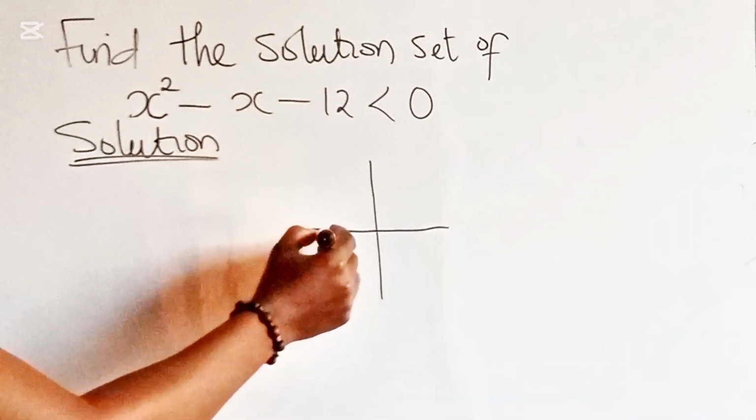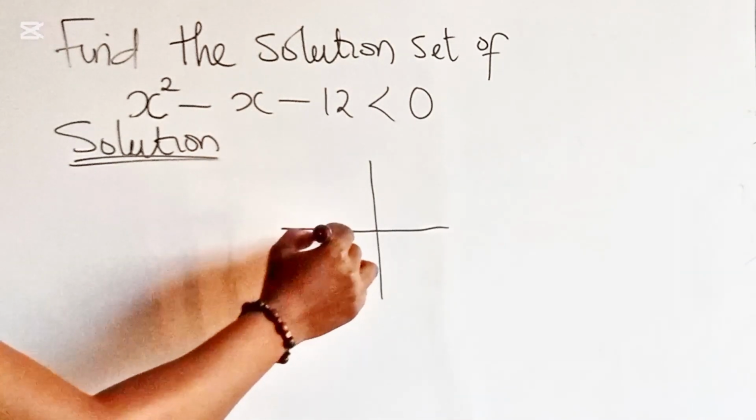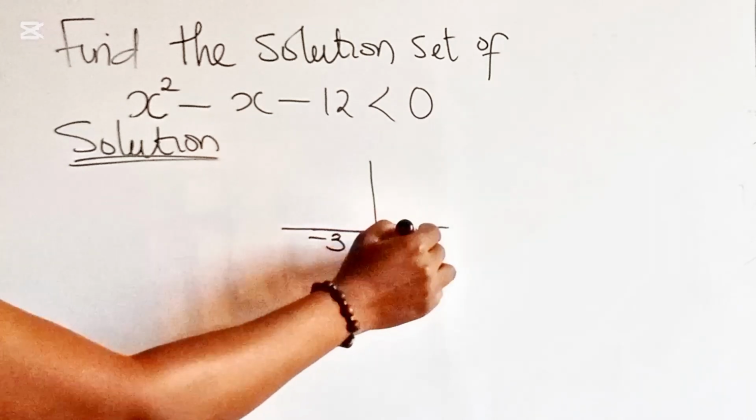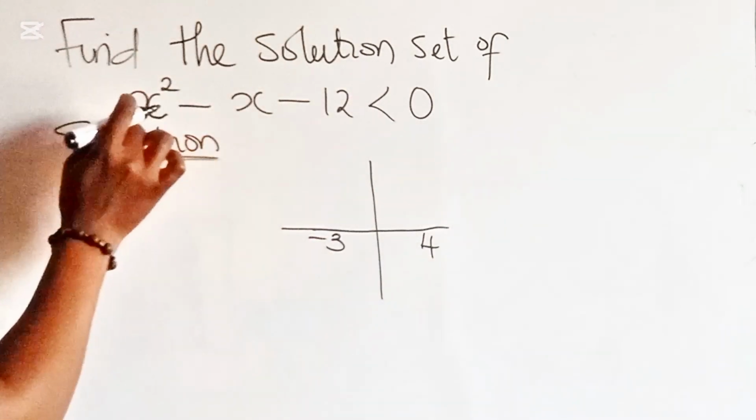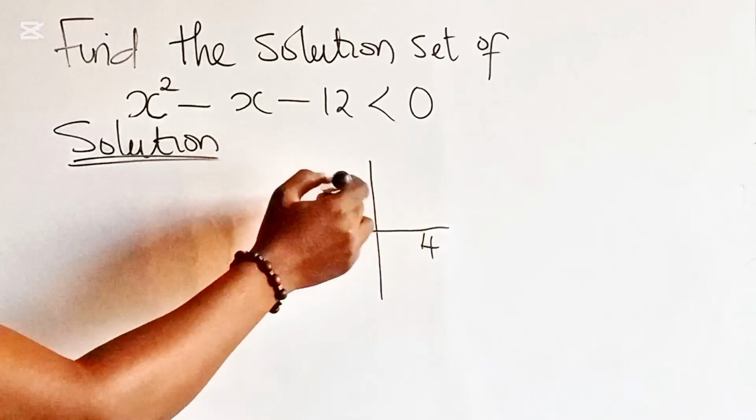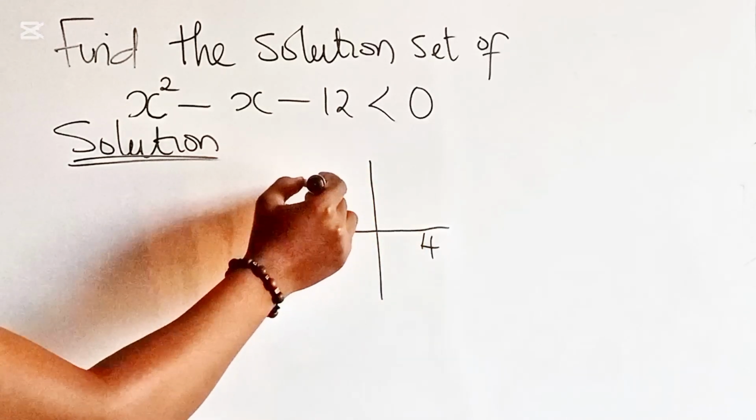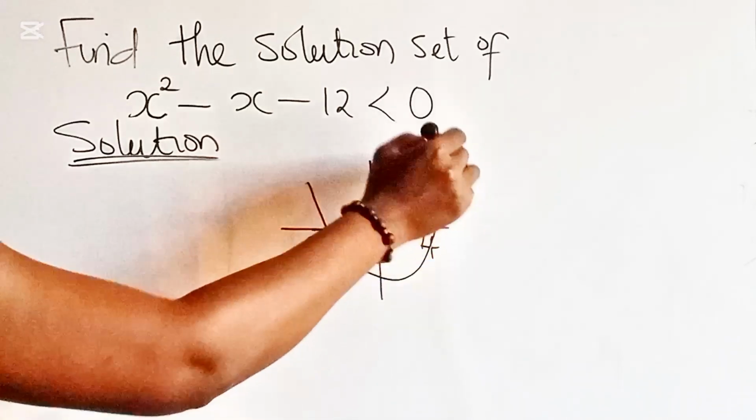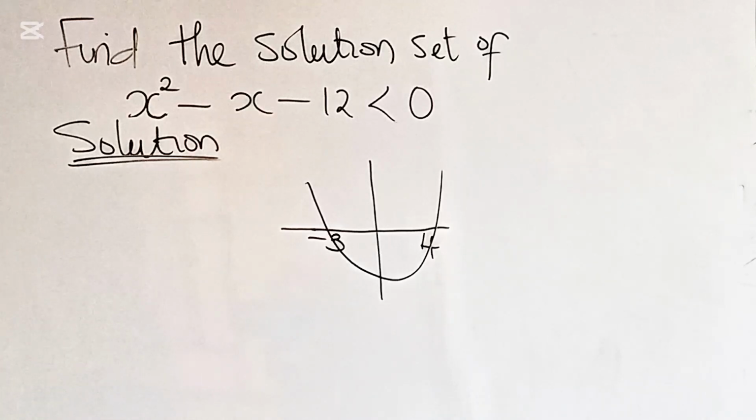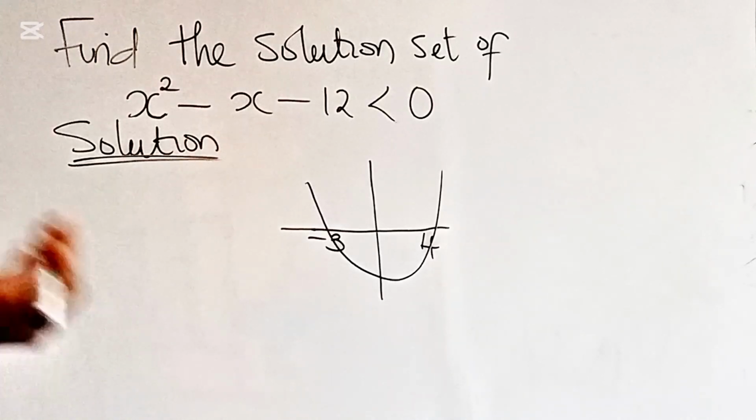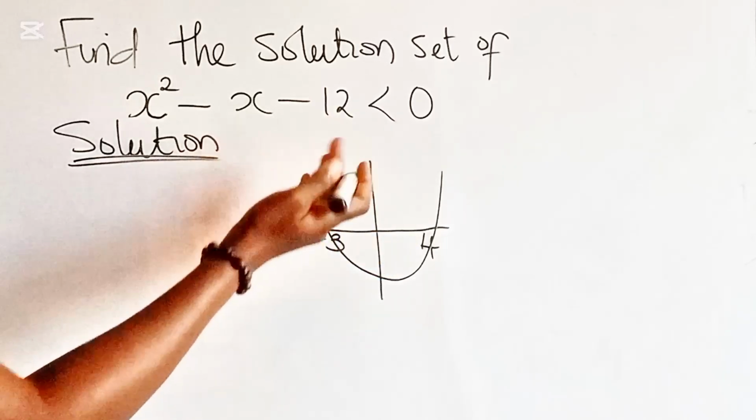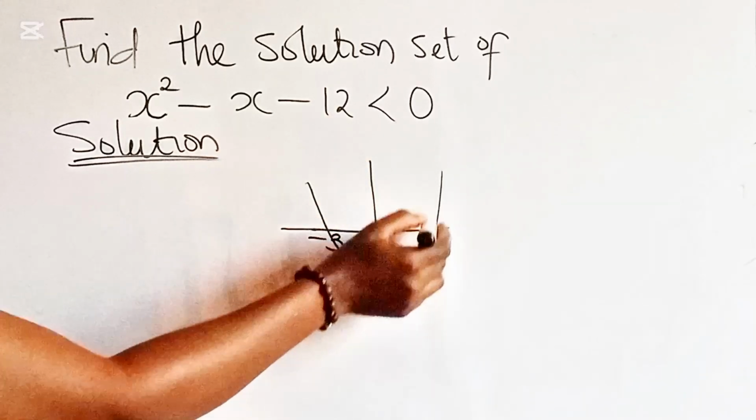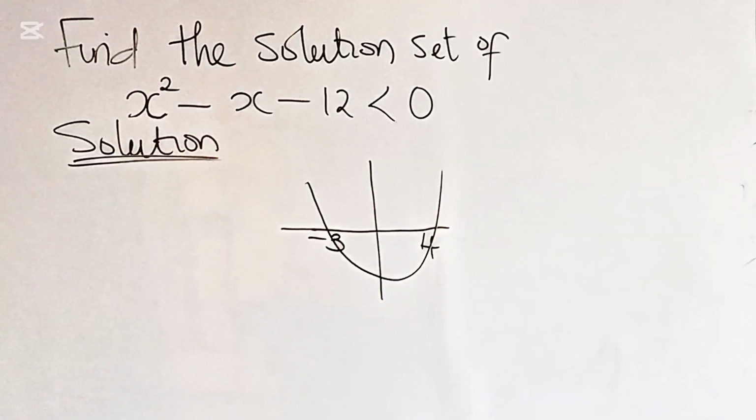So we have our graph, y and the x-axis. Our x values are minus 3 and plus 4. Because x squared is positive, we are going to have a U-shaped curve. So we have a curve in this form, right? Now we have 3 regions in this graph. We have the points above the x-axis and we have these points below the x-axis.